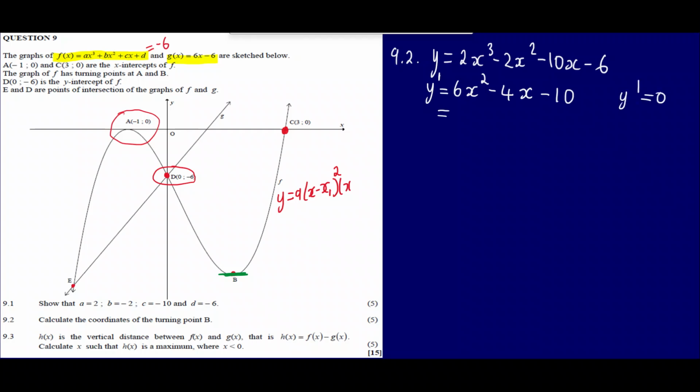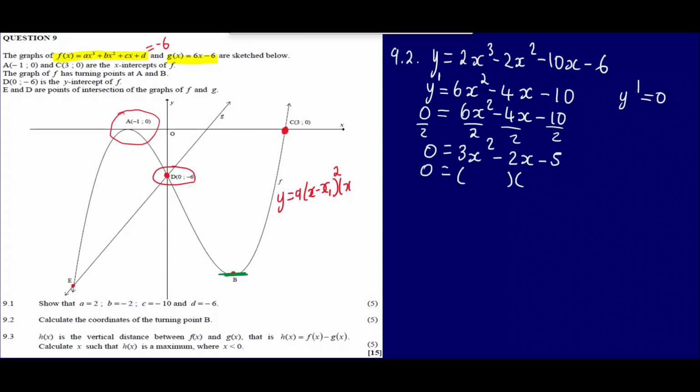So this, we can take it and we make the prime equal to 0, and then solve for x. So this is 0, 6x squared minus 4x minus 10. We can divide by 2, I think 2 would go into any of these numbers, and 0. So this is going to give us 3x squared minus 2x minus 5. So once we get that, we can use the quadratic formula.